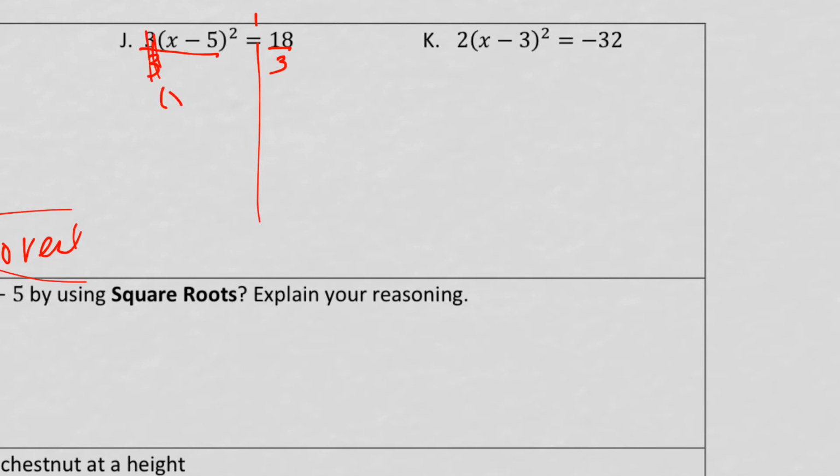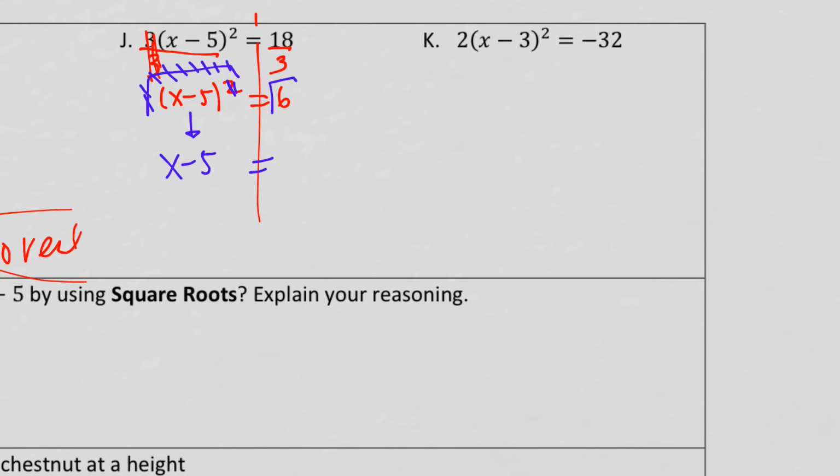So I'm left with (x minus 5) squared equals 6, because 18 divided by 3 is 6. At this point, the squared term is isolated. It's all grouped together. So now I can take the square root of both sides. And when you do this, two things happen. This square root cancels this square. In this case, x minus 5 comes down.